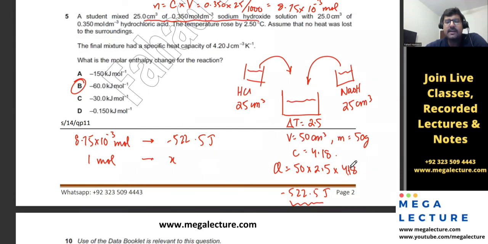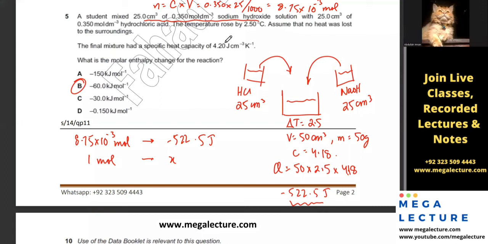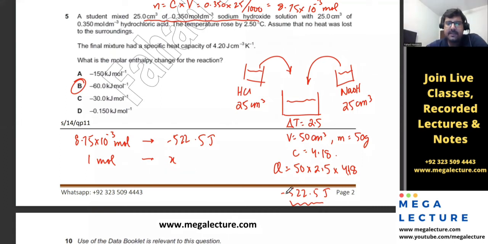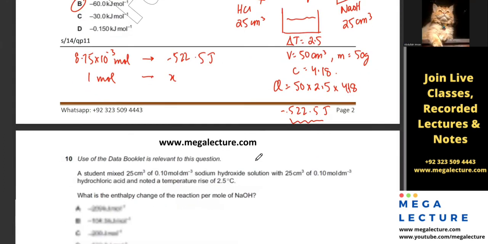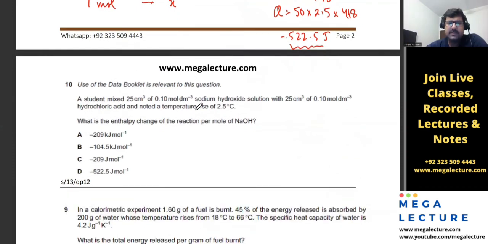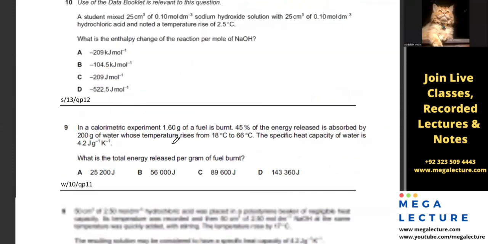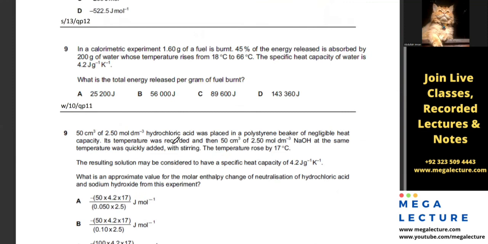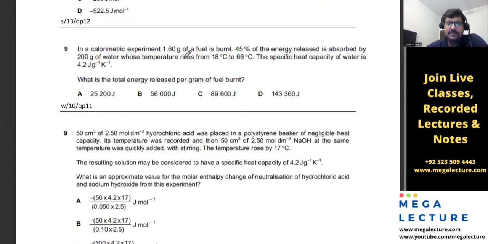Okay right, you shouldn't have used 4.18, he was taking 4.20. So if you had taken 4.20, then you would have gotten exactly minus 60. Anyways, this one is a similar question, very similar. Let's try and do this one.